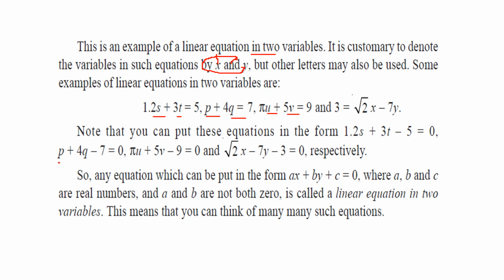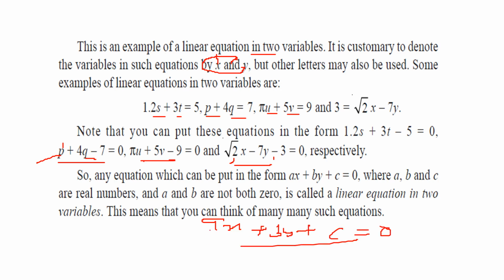So these all are linear equations in two variables, because we have p and q as two variables, x and y as two variables, u and v as two variables, and the maximum power is 1, not 2. So the maximum power of any variable is 1, that is, this is a linear equation. Any equation which can be put in the form ax plus by plus c equal to 0, this is important, where a and b should not be 0 at the same time, is known as a linear equation in two variables, though the variables may be other than x and y.